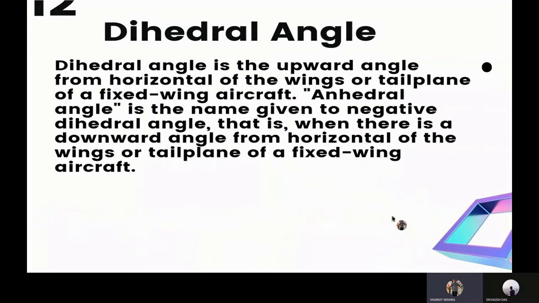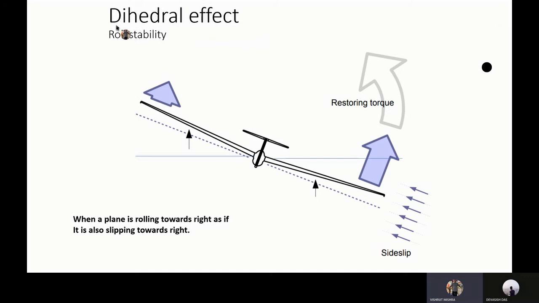So there is a definition here. You can pause the video and read it. So let's discuss the dihedral effect and how it works. The dihedral angle gives our plane roll stability. As you can see here, this is our plane in relevance with our aircraft. You can see that our wings are a bit upward in direction. So this angle is our dihedral angle, and this is our horizontal plane.